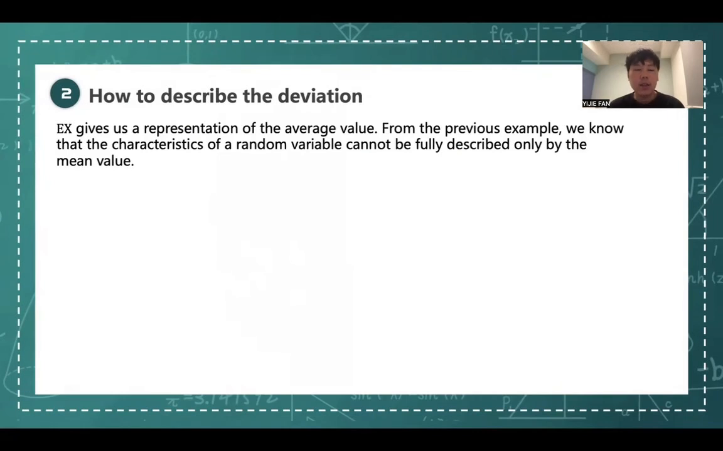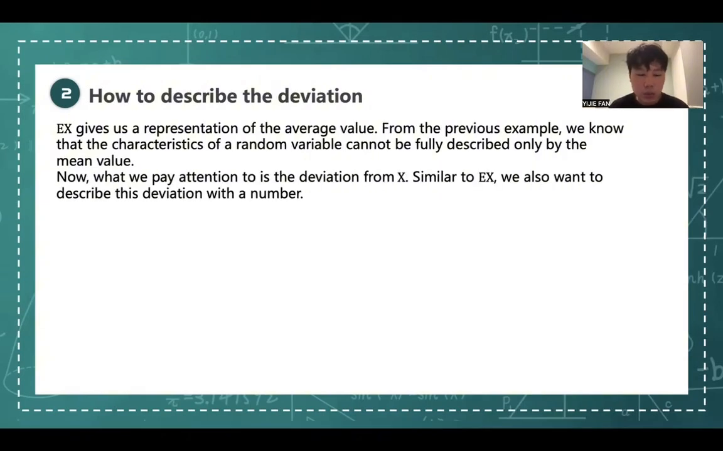Okay, EX, the mean value, gives us a representation of the average value. So from the previous example, we know that the characteristics of a random variable cannot be fully described only by the mean value. So now what we pay attention to is the deviation from EX. It describes the stability of the random variable. Similar to EX, we also want to describe this deviation with a number.